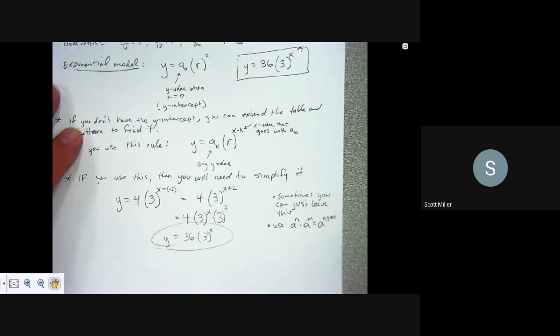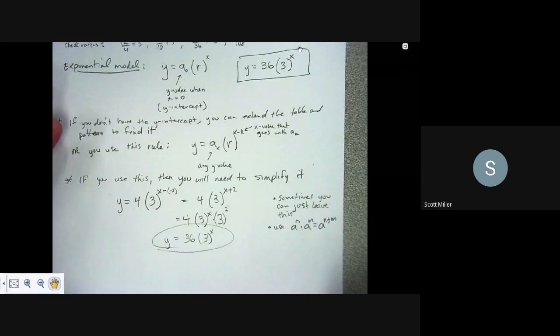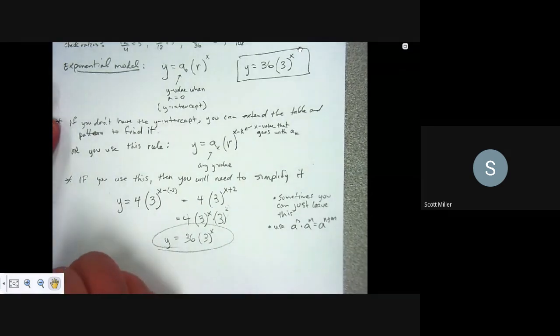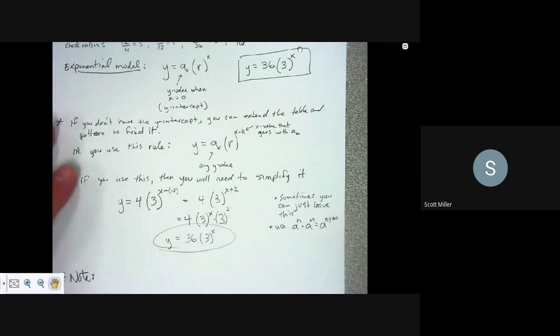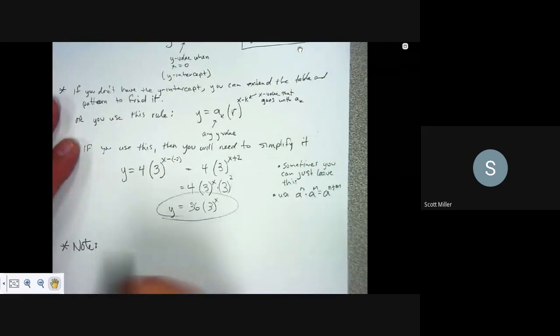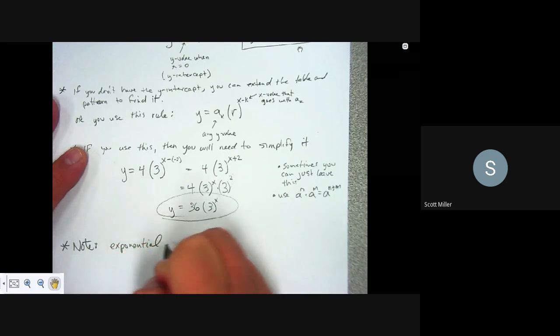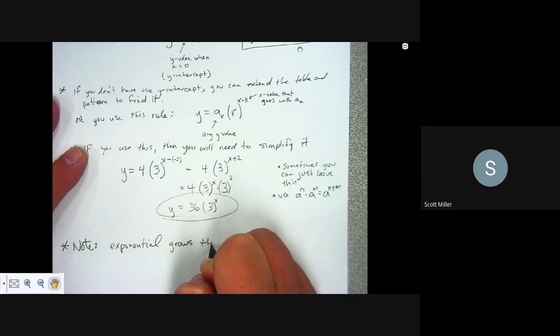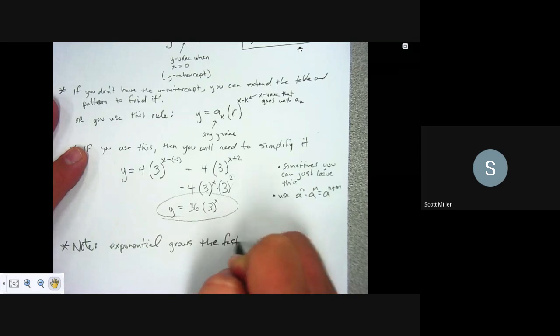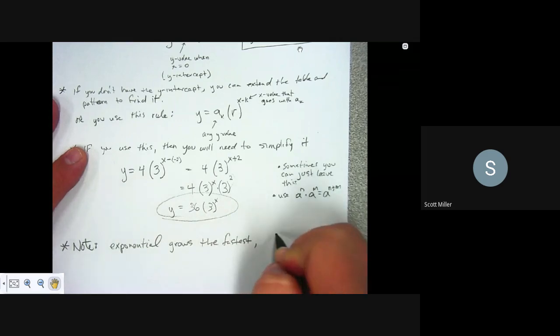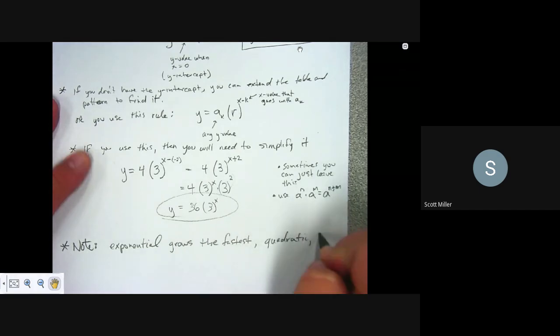Okay? So these are the things you're going to be asked to do. I'm going to put a little added note in here that I want everybody to understand, some things to help you out. Because you're going to be asked to talk about, well, which one grows faster, which one goes steeper, and all that kind of stuff. Please note that the exponential grows the fastest. Then the quadratic, then the linear.